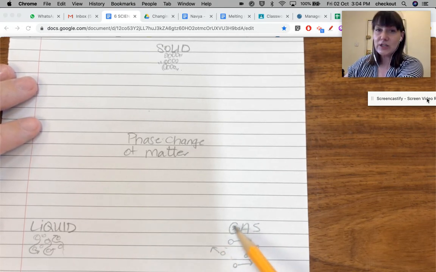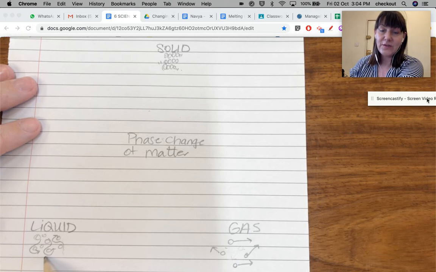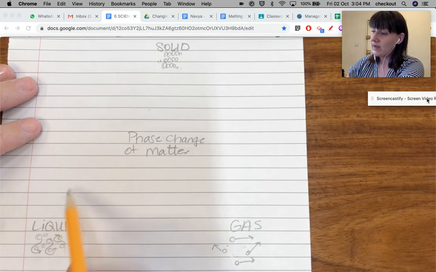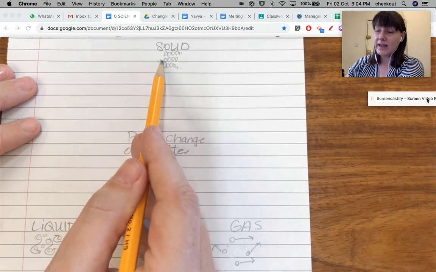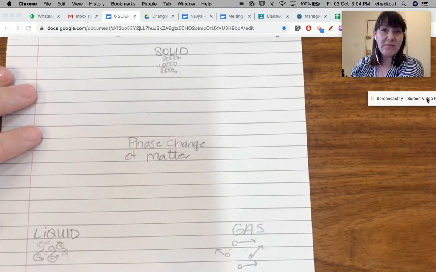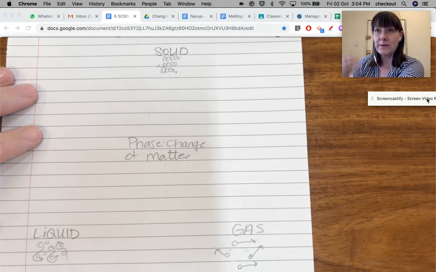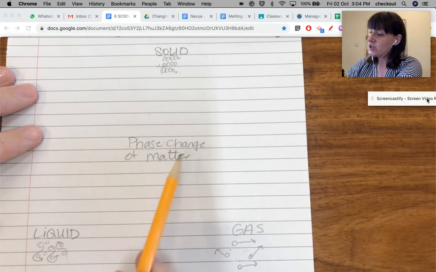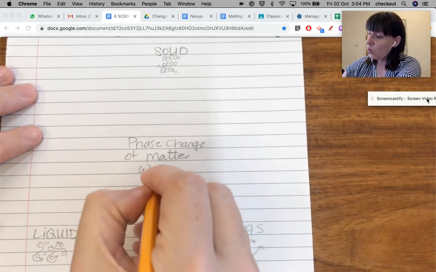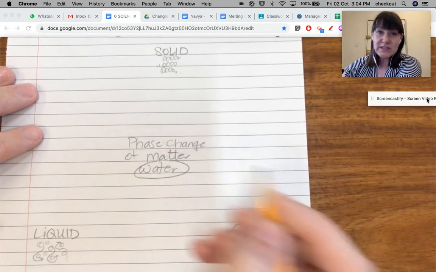If a gas loses thermal energy, that means it's going to get colder, and if it gets cold enough, then the material will change into a liquid. If the liquid gets cold enough, then it's going to change into a solid. Now, the state of matter that we have the most experience with is water. Okay, so phase change of matter, and then let's talk about water specifically.